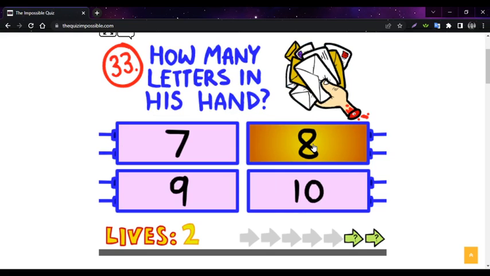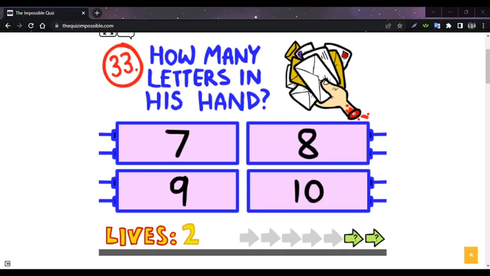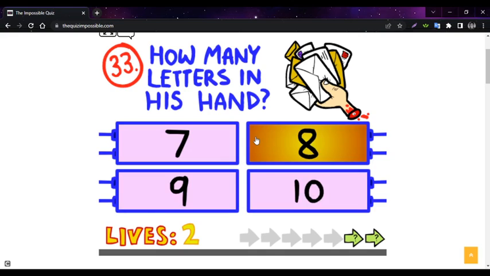This is the question I was talking about in the beginning of the video, which was like 5 minutes ago, honestly. They're being literal. Severed hand, 9 letters, 1, 2, 3, 4, 5, 6, 7, 8, 9. His hand, 1, 2, 3, 4, 5, 6, 7.